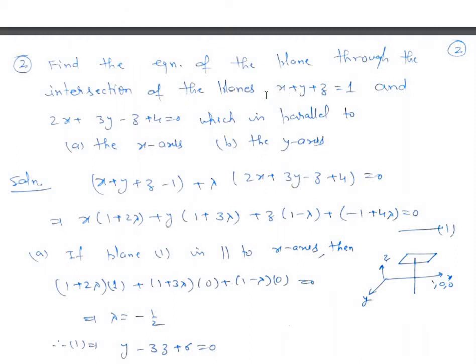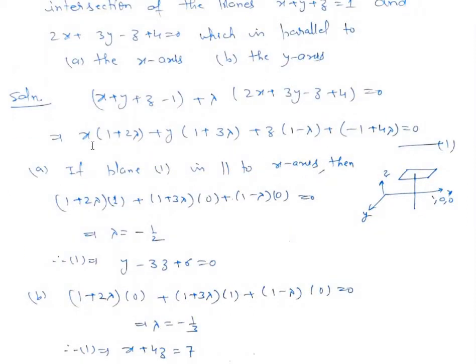So the equation of the plane which passes through the line of intersection of these two planes is given by x plus y plus z minus 1 plus lambda times 2x plus 3y minus z plus 4 is equal to 0, which can be written as x into (1 plus 2 lambda) plus y into (1 plus 3 lambda) plus z into (1 minus lambda) plus constant term minus 1 plus 4 lambda is equal to 0.